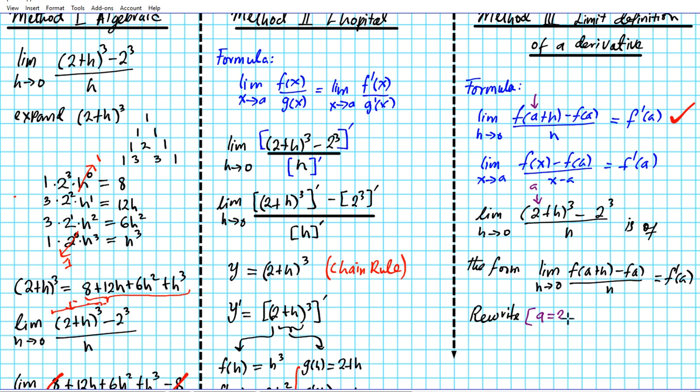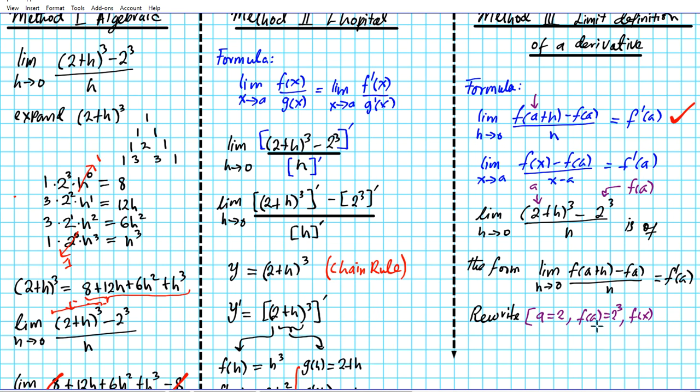So for the rewrite, we know that a is 2. If a is 2, then f of a is going to be what? If a is 2, then f of a is this part right here. f of a is 2 to the third. Does that make sense? f of a is 2 to the third. So now, can we guess what f of x is? If f of a, which is this portion right here, is 2 to the third, then what is f of x?